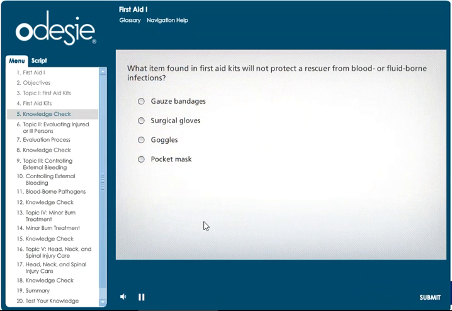Knowledge check. Select the appropriate answer and click the Submit button located in the lower right-hand corner of this screen.